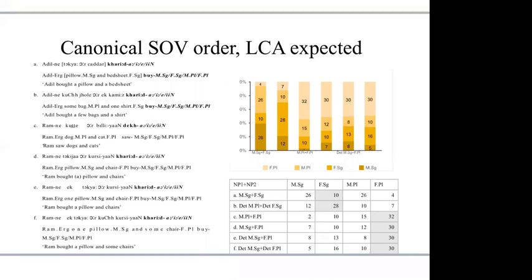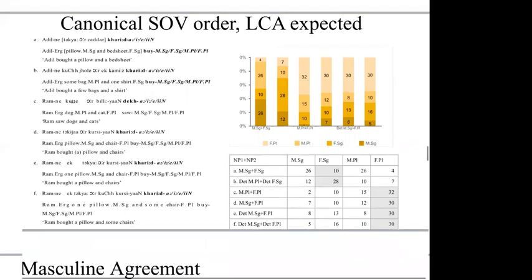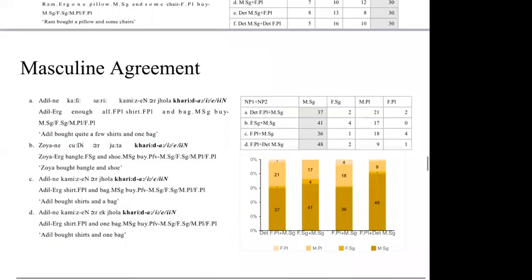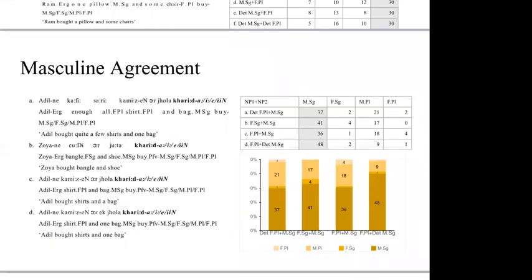This is also a bit messed up, because in the experiment everything was jumbled and there was other stuff. So now you know, but anyway, it's still fun. Ram ne ek takiya aur kuch kursiyan khareedi. Okay. Adil ne kafi sari kameezein aur ek jhola.